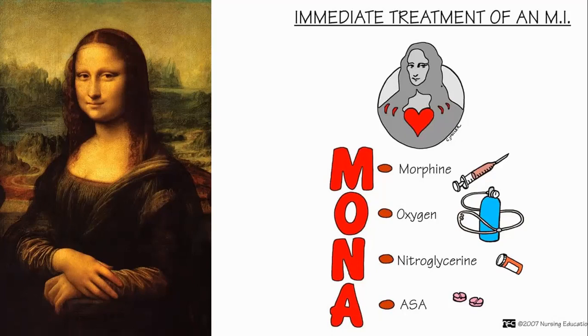Morphine reduces the pain, and oxygen, we have to apply oxygen via nasal cannula. And nitroglycerin, it is a vasodilator, increases the blood supply. And aspirin, aspirin orally if the patient is conscious. Aspirin protects the heart, reduces the pain, and also has some anticoagulant properties.